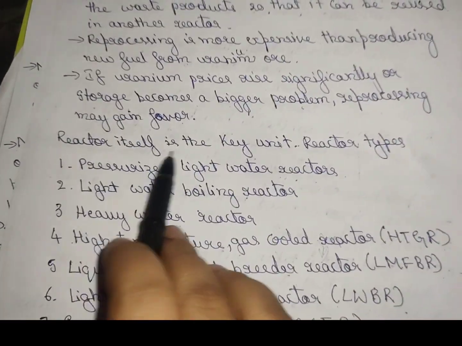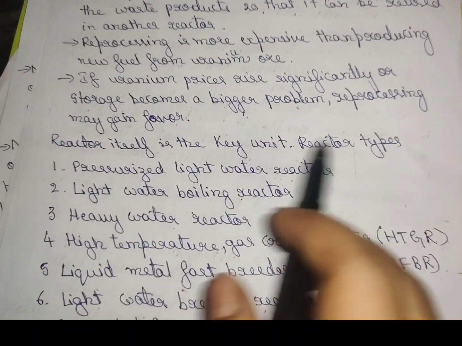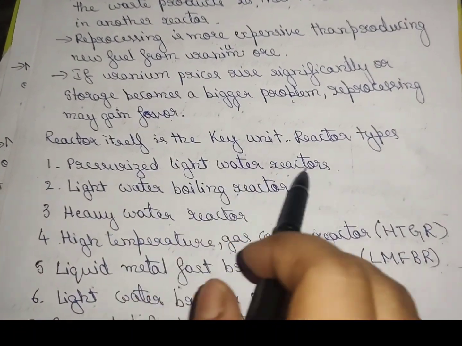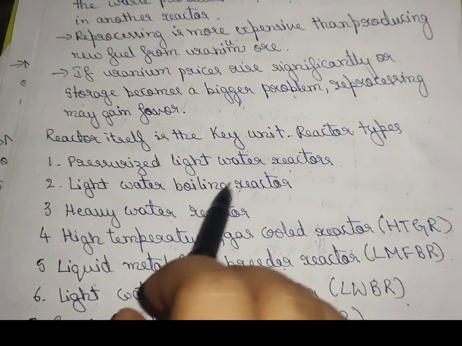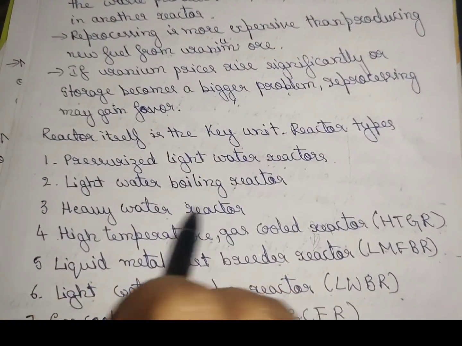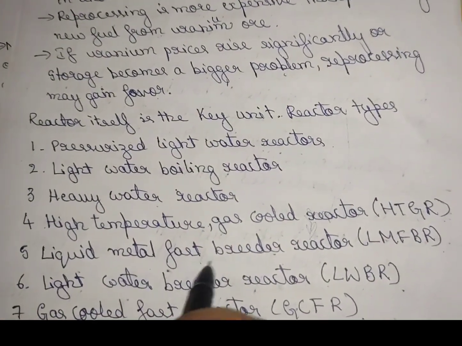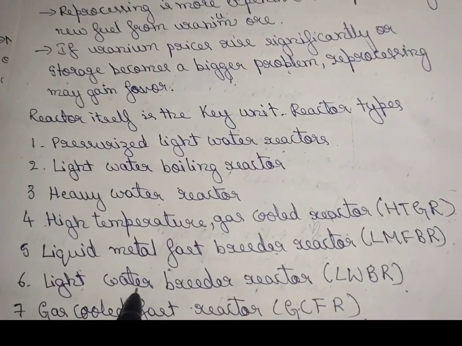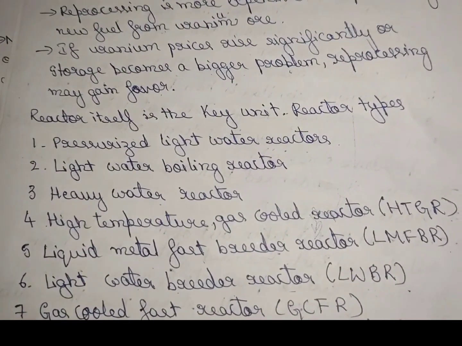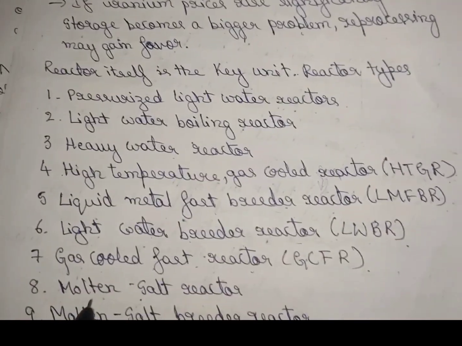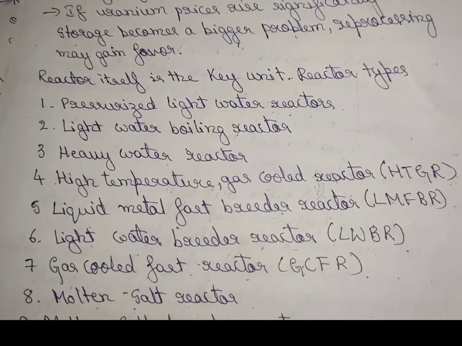The reactor itself is the key unit. Reactor types: pressurized light water reactor, light water boiling reactor, heavy water reactor, high temperature gas cooled reactor, liquid metal fast breeder reactor, light water breeder reactor, gas cooled fast reactor, molten salt reactor, molten salt breeder reactor.